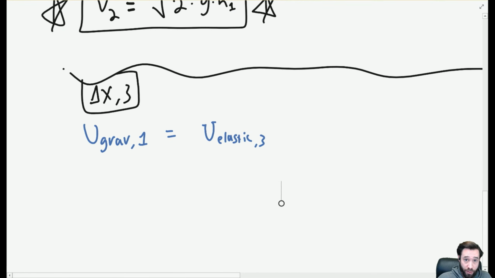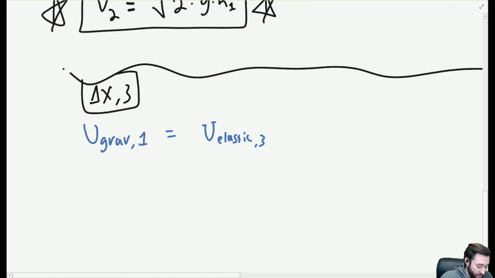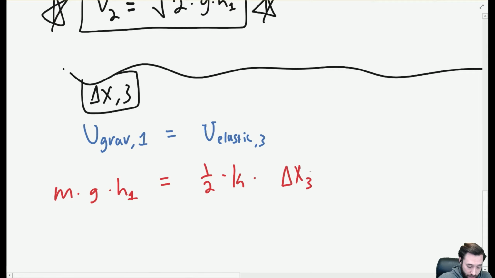So U-grav and U-elastic. This is at state 1, this is at state 3. When I expand these, I get mass times gravity times h1, and that's equal to 1/2 times the spring constant times the change in x for state 3, squared.